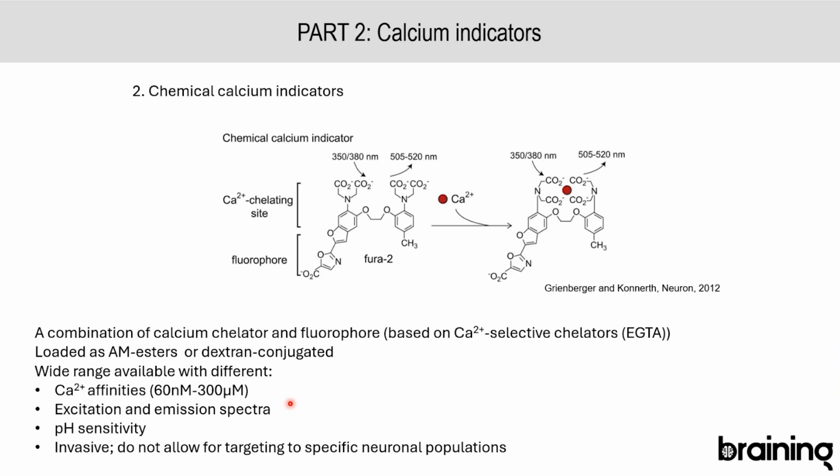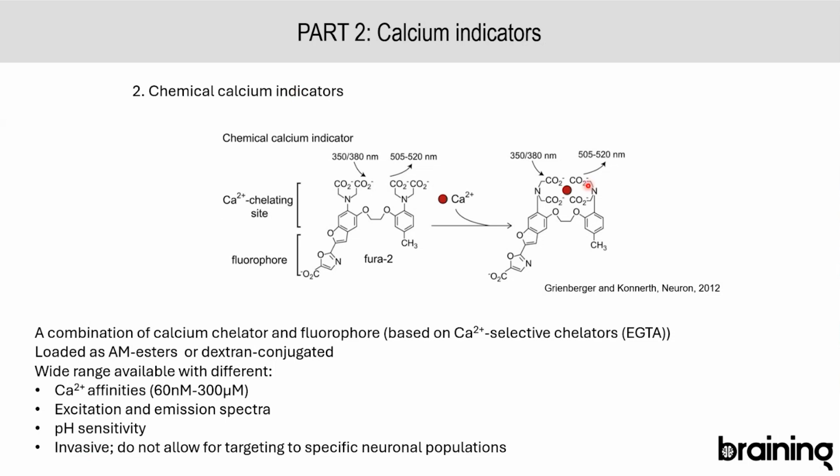They have these excitation and emission spectra. They are pH sensitive. They are, of course, invasive because they will enter the cell, and they do not allow for targeting to specific neuronal populations. So when we use this type of indicators, they will enter neurons, and they also will enter glial cells: astrocytes, microglia, oligodendrocytes. So if we want to target only neurons or only astrocytes, this type of indicators is not a good strategy.